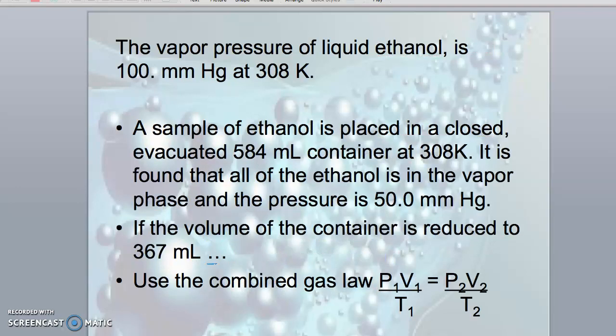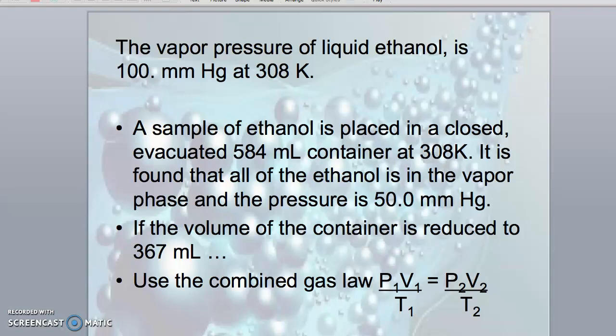Another question that is similar is the same thing. They write in at the start, the vapor pressure is this at this temperature. This is the vapor pressure of liquid ethanol at this temperature. It won't change. So as long as we have liquid, we have a vapor pressure of 100 millimeters mercury at 308 Kelvin. Now, in this question, they've got a sample, and they didn't tell us how much the sample is, so I can't calculate the moles like before. So it just says a sample of ethanol.